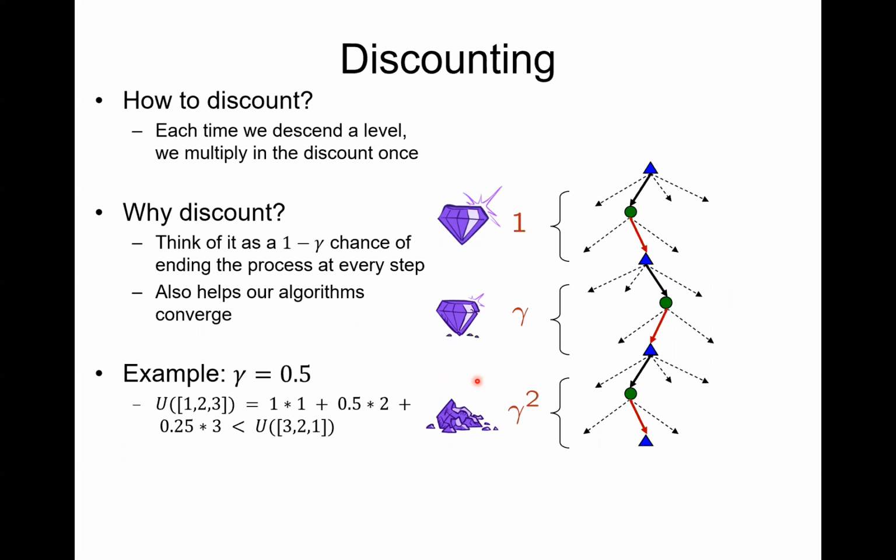So if gamma, the discount factor, is close to 1, then you almost never end the process. So if gamma is equal to 1, you always continue running. So it's an infinite horizon problem. You never finish. So if gamma is close to 0, then you're very likely to end the episode at every time step. So gamma is effectively determining your horizon length.